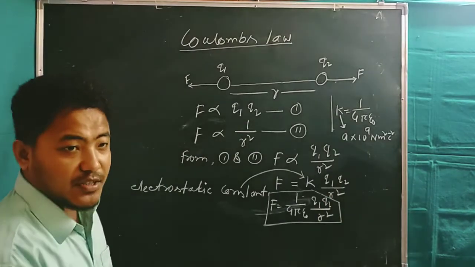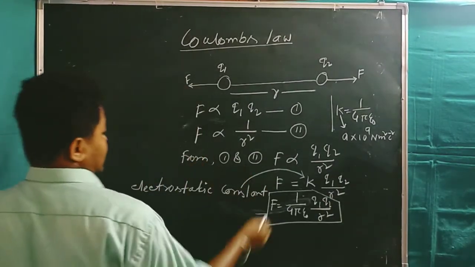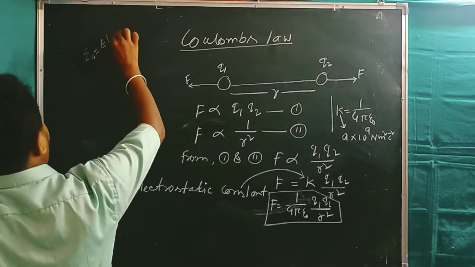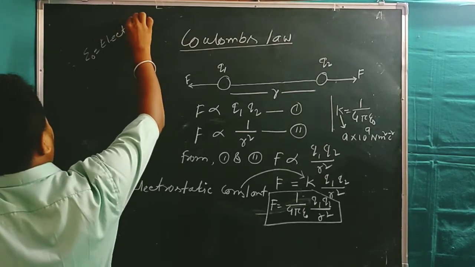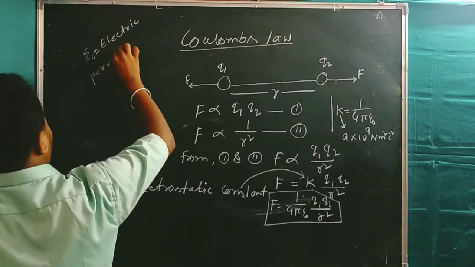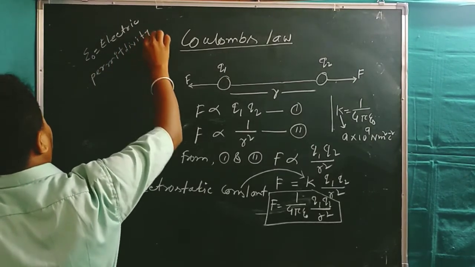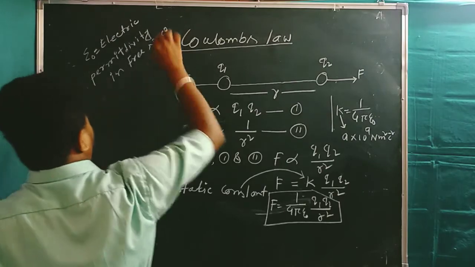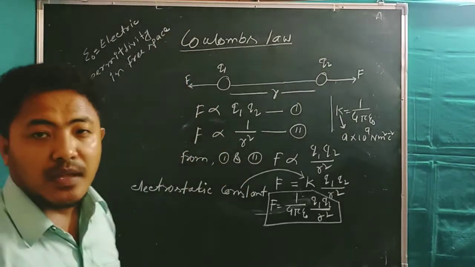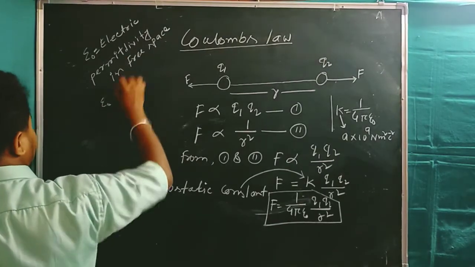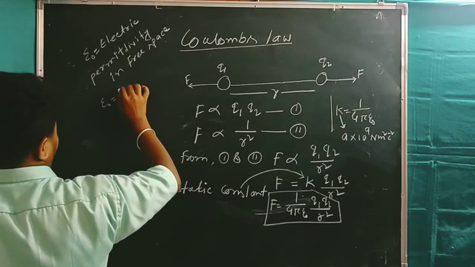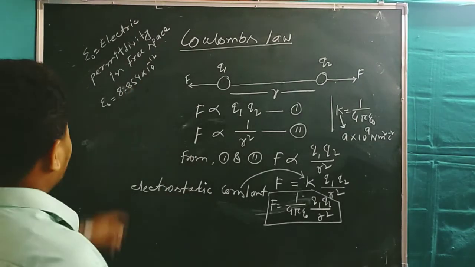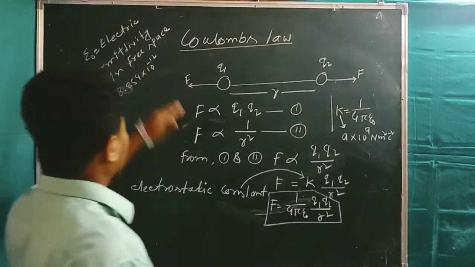In this case this is epsilon naught. This epsilon naught is the electric permittivity in free space. The exact numerical value of epsilon naught, that means the electric permittivity in free space, is 8.854 into 10 to the power minus 12.